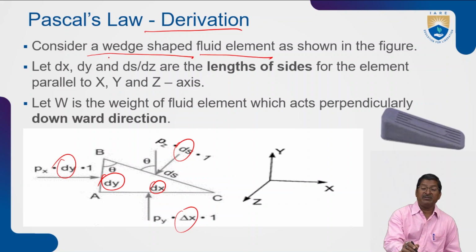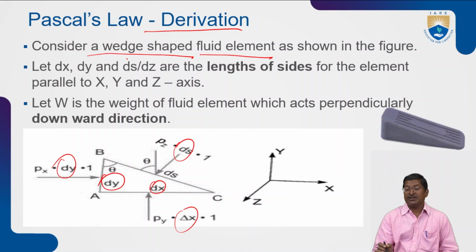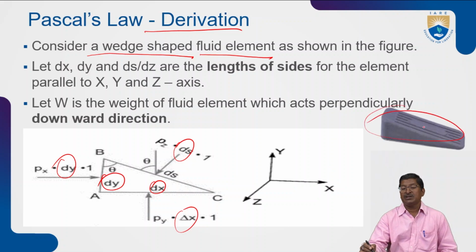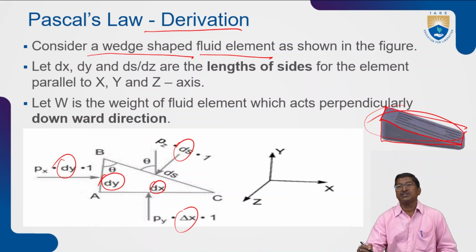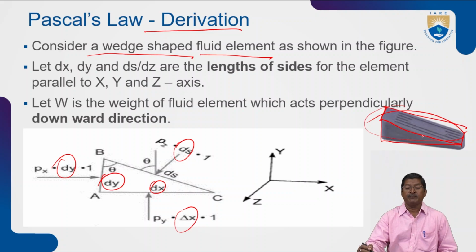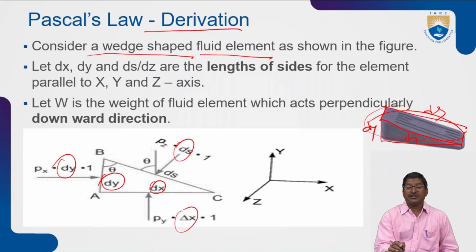Here it is what is called a wedge shaped element. So this is a wedge shape, like this triangle portion, and this length is one unit. So this is the wedge shaped element. The element means the depth is dy here, the length is dx, and the diagonal length is ds here. So that is the first one.